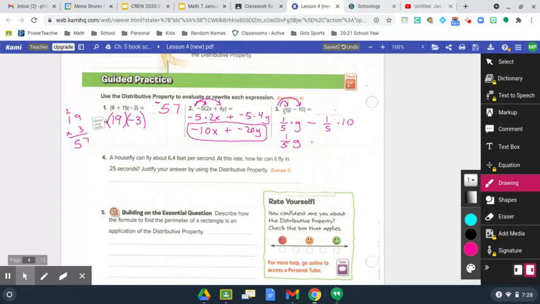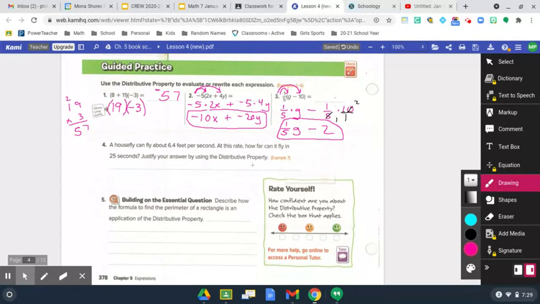1/5 g. Keep that minus sign there. And then you're going to do 1/5 times 10. So if this is confusing to you, think about that as 10 over 1. 1/5 times 10 over 1. That's 2. 1/5 of 10 is 2. Final simplified expression, 1/5 g minus 2.